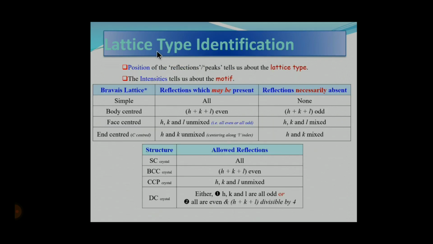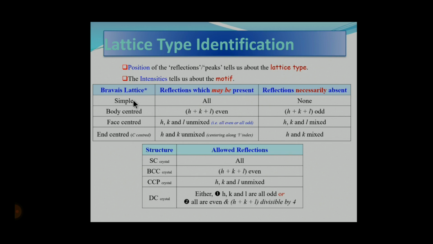The second application is to find out the lattice type. We can identify the type of lattice inside the material by analyzing the positions of the peaks. And also, their intensity represents the motif. Some examples are given here. We will have simple cubic, body-centered cubic, face-centered, and edge-centered or end-centered cubic structures. These are the conditions which obey Bragg's law, as well as there is a possibility of occurring inside the peak.